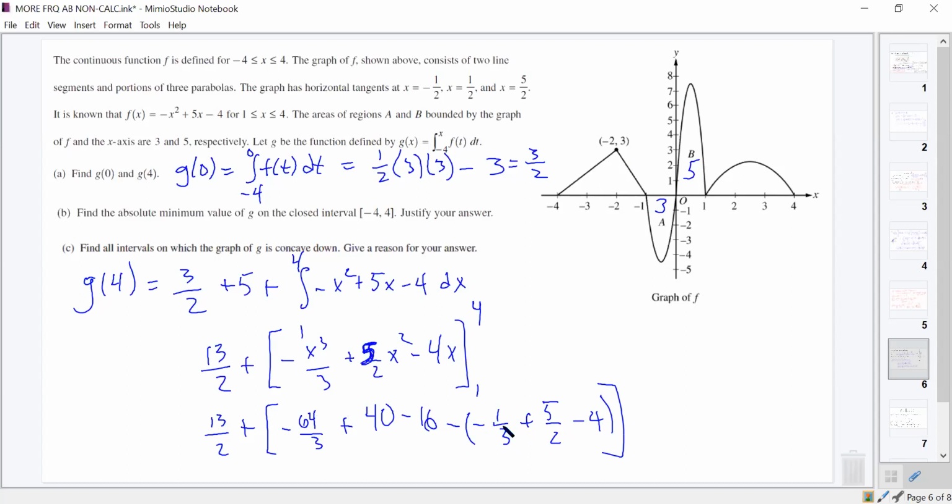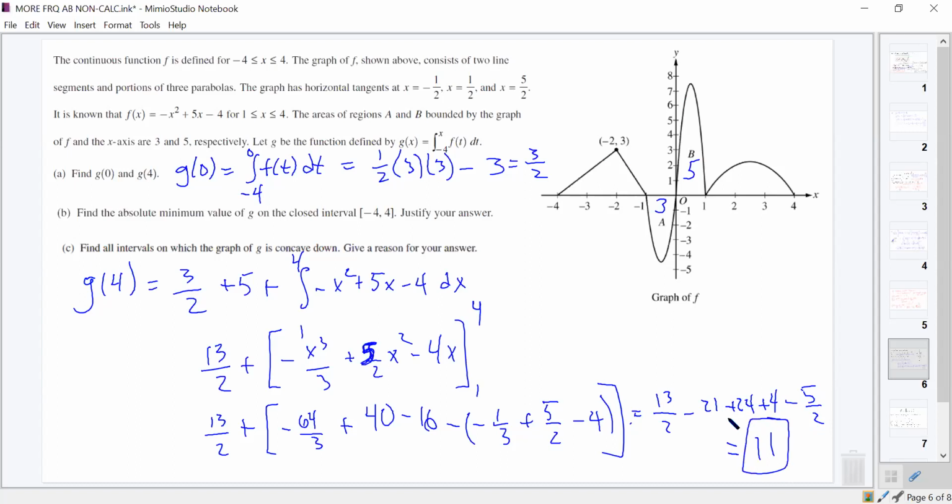That's -63/3, which should be -21. So we got 13/2 minus 21 plus 40 minus 16 ought to be plus 24. We got a minus a -4, so plus another 4, and then we got a minus 5/2. 13/2 minus 5/2 ought to be 8/2. So we should have 4 plus 4 plus 24, which is 32, minus the 21. Looks like it should be 11. Hopefully I did all that arithmetic right.